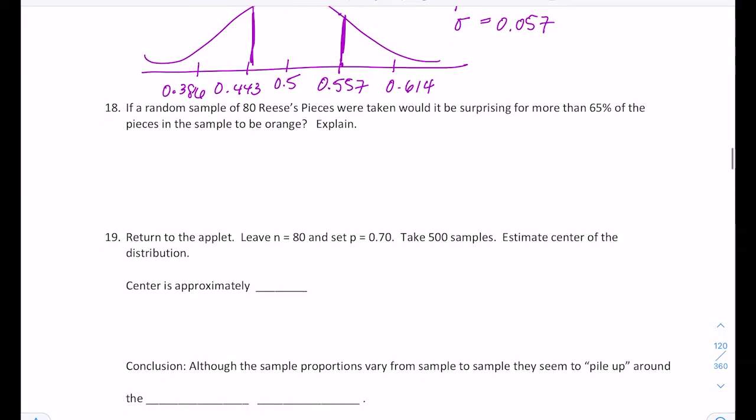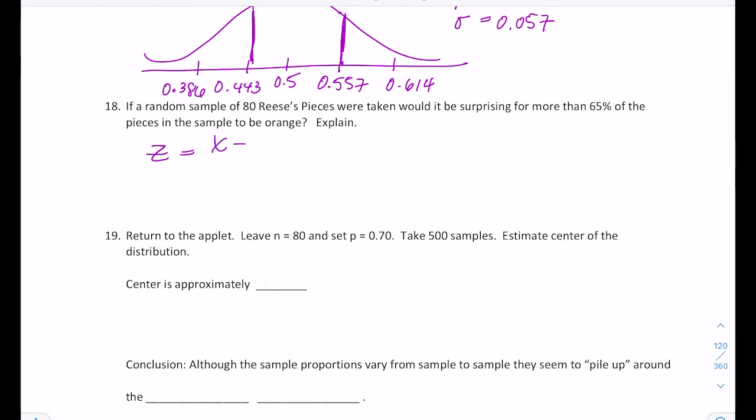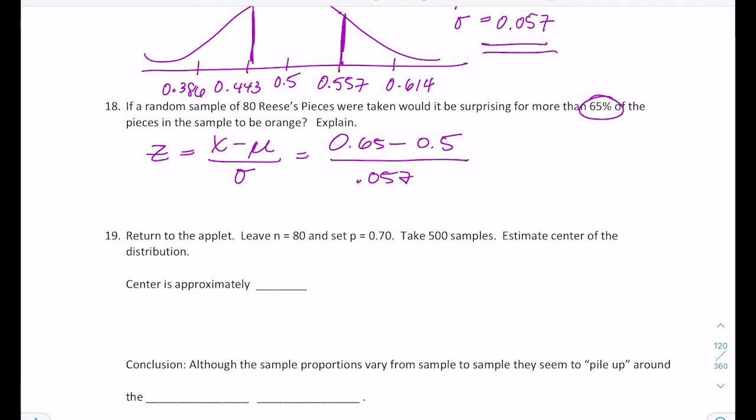So if I was to find the z-score, I'm finding my value minus the mean over the standard deviation. So here, my value is going to be 0.65, and the mean is 0.50, and the standard deviation that I found is 0.057. And that was from using the Rossman applet. And this comes out to be 2.6316. So this is more than 2 standard deviations away from the mean.